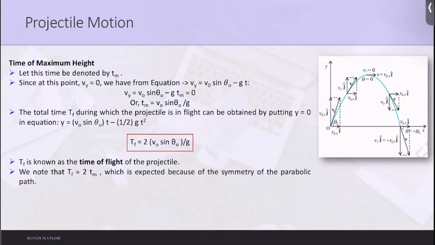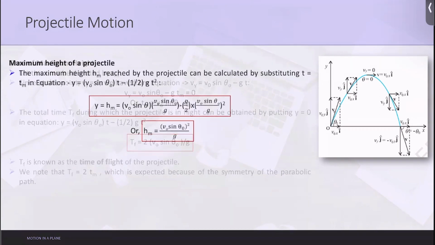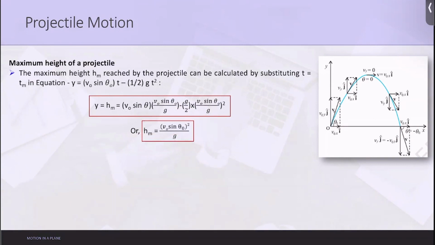Then we obtained the time of maximum height. So tm came out to be equal to v naught sin theta naught by g, and total time came out to be 2 v naught sin theta naught by g. This is also called the time of flight, and capital Tf is equal to 2 tm. Next, finally we obtained the maximum height of the projectile, which is equal to v naught sin theta naught whole square upon 2g.